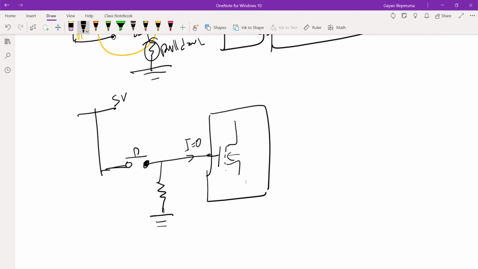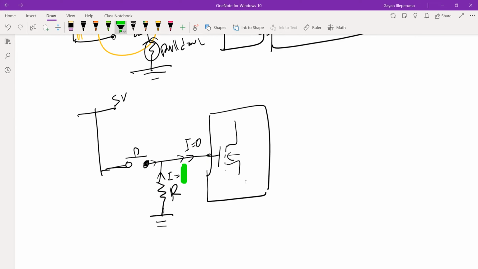Now what happens? Let's say this is a very large resistance. There's 0 current going in here. No current comes from here. So that means the current going through is almost 0. Right? So the same current has to go through like this, right? So if this is almost zero, the current in here is also almost zero.